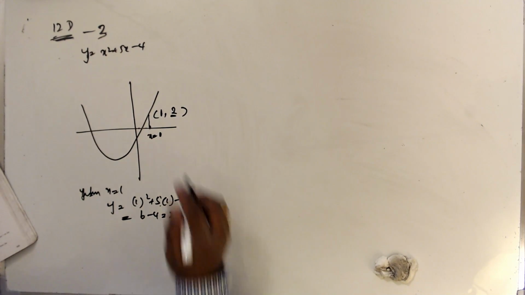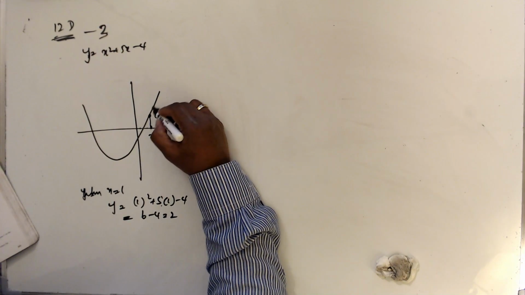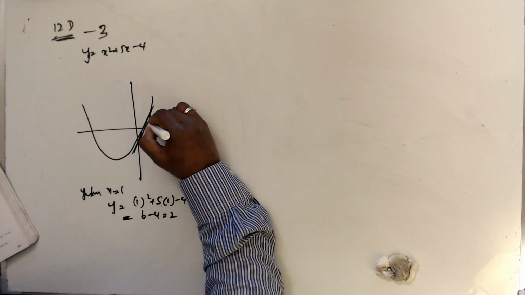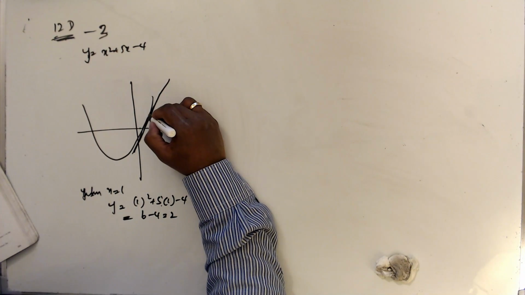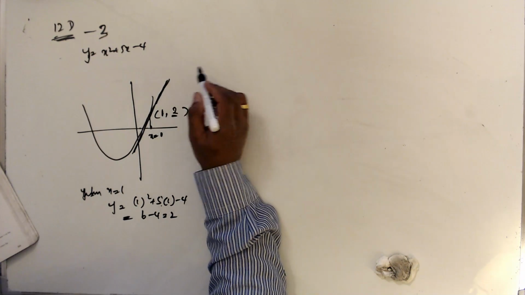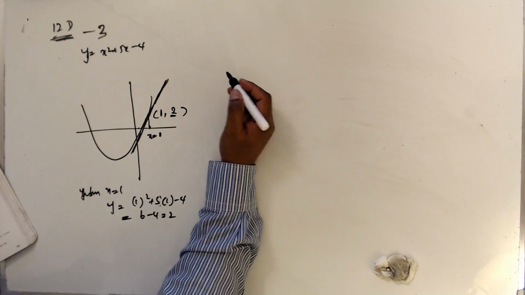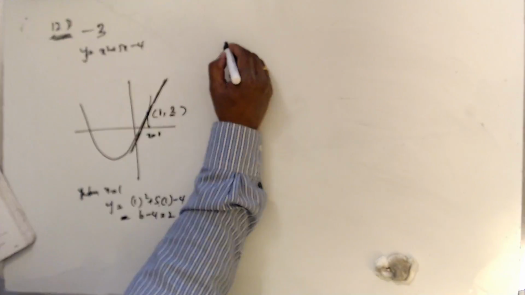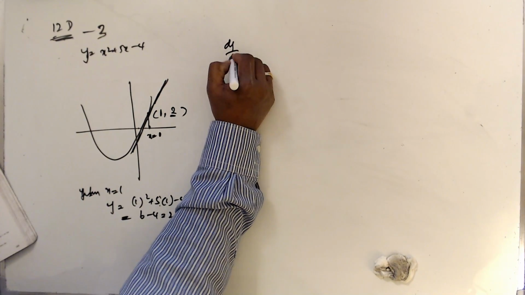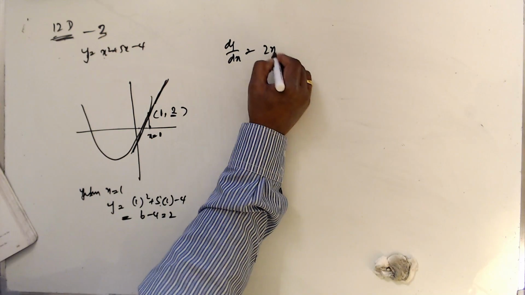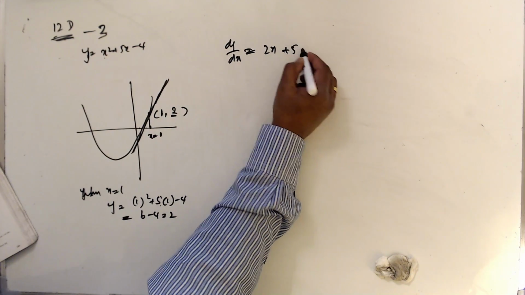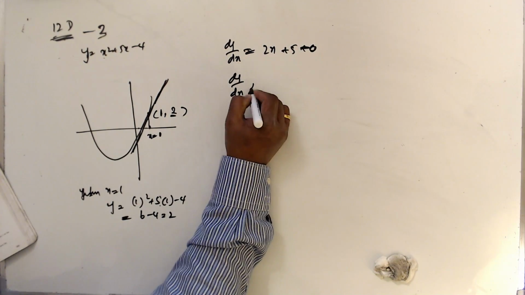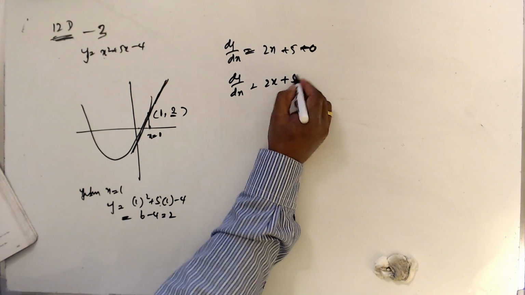Now let's find the gradient at this point. What is the meaning of the gradient? It means we are really finding the tangent line gradient. So the gradient at this point is equal to the gradient of the tangent line. Okay, now we will differentiate. dy over dx is 2x plus 5 plus 0 minus 0. So dy over dx is 2x plus 5.